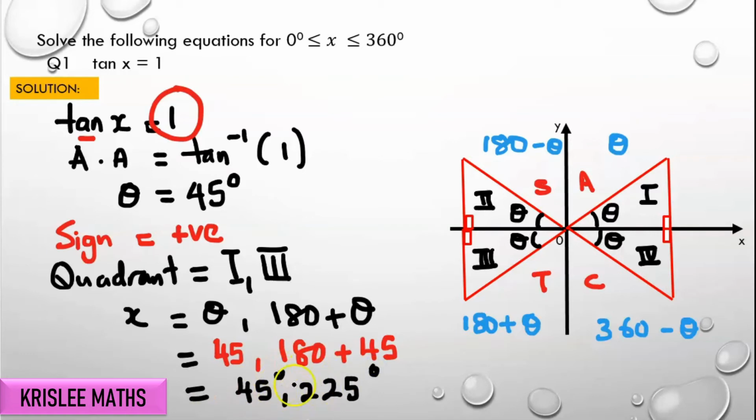Okay, so these are the possible values of x, and you must check the range. So here the range of x is given between 0 and 360. Therefore these two values are acceptable, and they are the answer for this question.